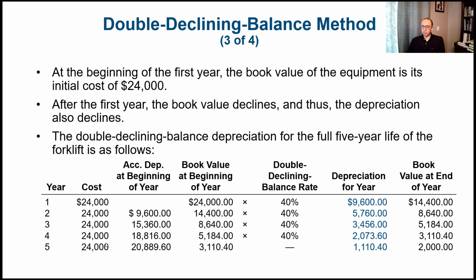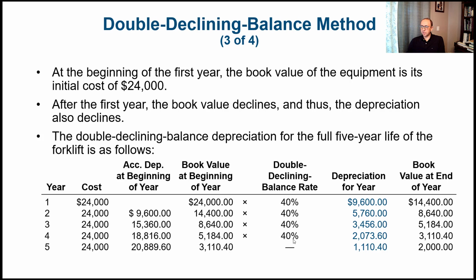Again, the cost is the same, 24,000, minus 18,816. How did we get this? It's the previous accumulated depreciation plus the amount of depreciation expense from year 3. That would give us a new accumulated depreciation. The term accumulated means it keeps accumulating, it keeps getting bigger. So we subtracted 18,816 from 24,000, and we get the book value for year 4 to be 5,184. Again, it's the same as the end of year 3.